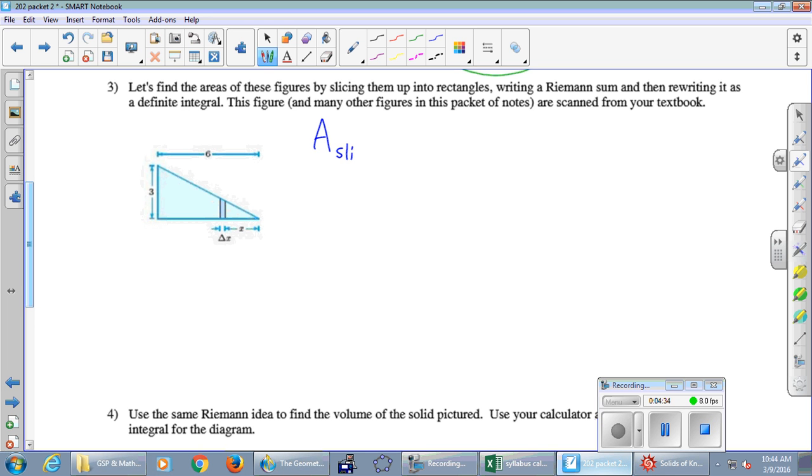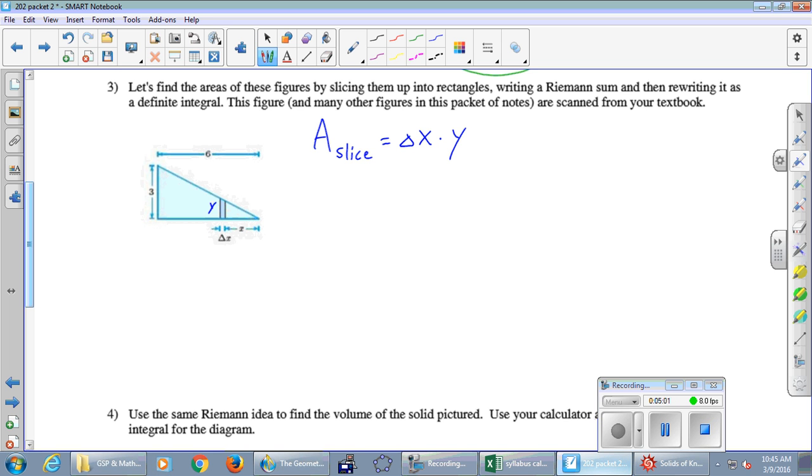The area of one slice, and that little rectangle is what I'm going to call a slice, is equal to, so we know the formula for the area of a rectangle, it's base times height. What's the base symbolized as here? Delta x, so there's the base, times the height. I don't have a name for the height, I'm just going to call it y. And we've got the area of one slice.